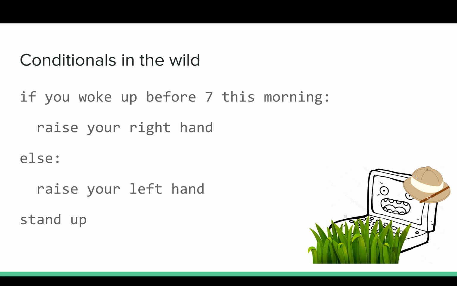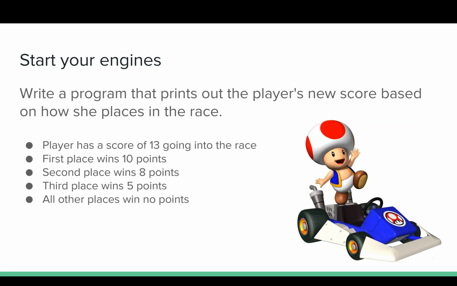Now let's take an example here. Let's implement this Mario game. Now we'll write a program that prints out the player's new score based on how she places in the race. So the player has a score of 13 going into the race. So the player already has a score of 13, to record the score 13. If the player gets first place, he'll get 10 points. Second place, win 8 points. Third place, win 5 points. All other places win no points.